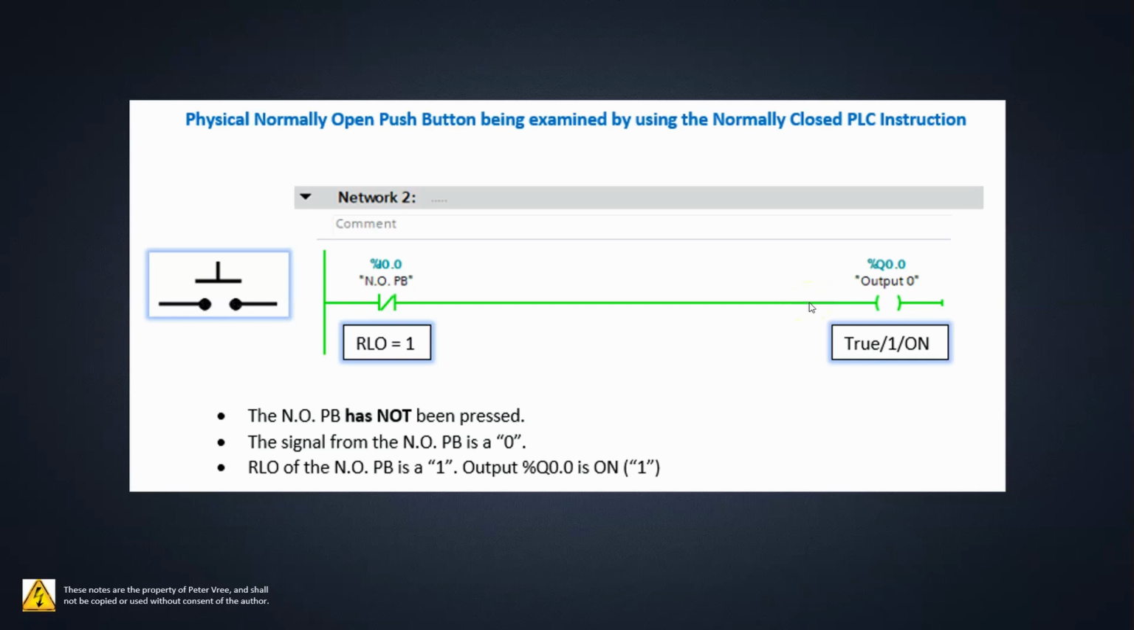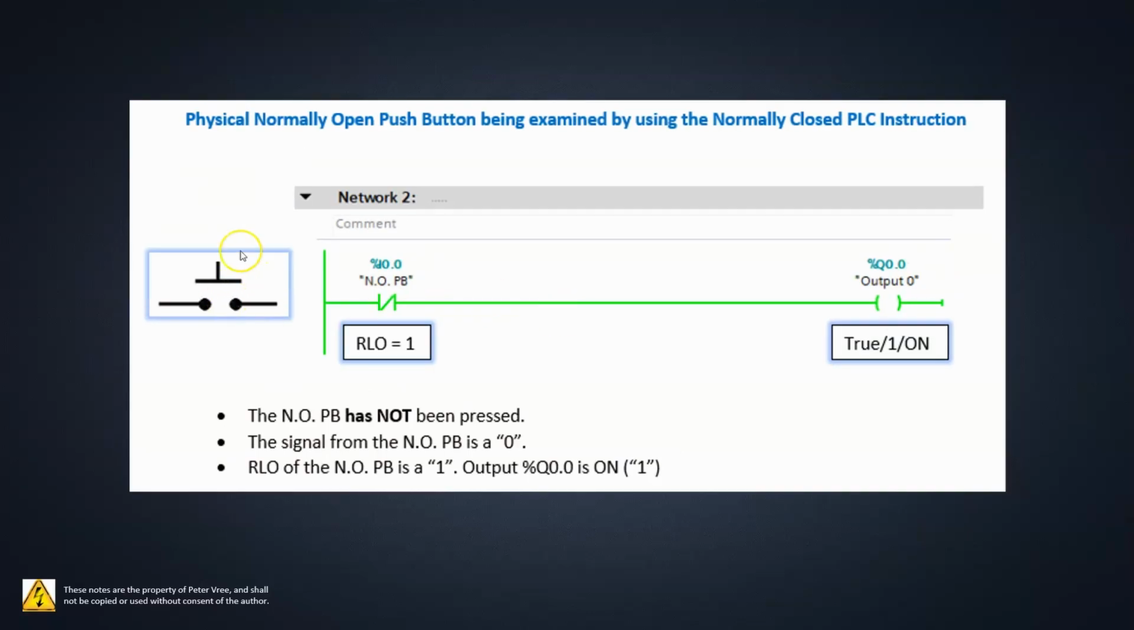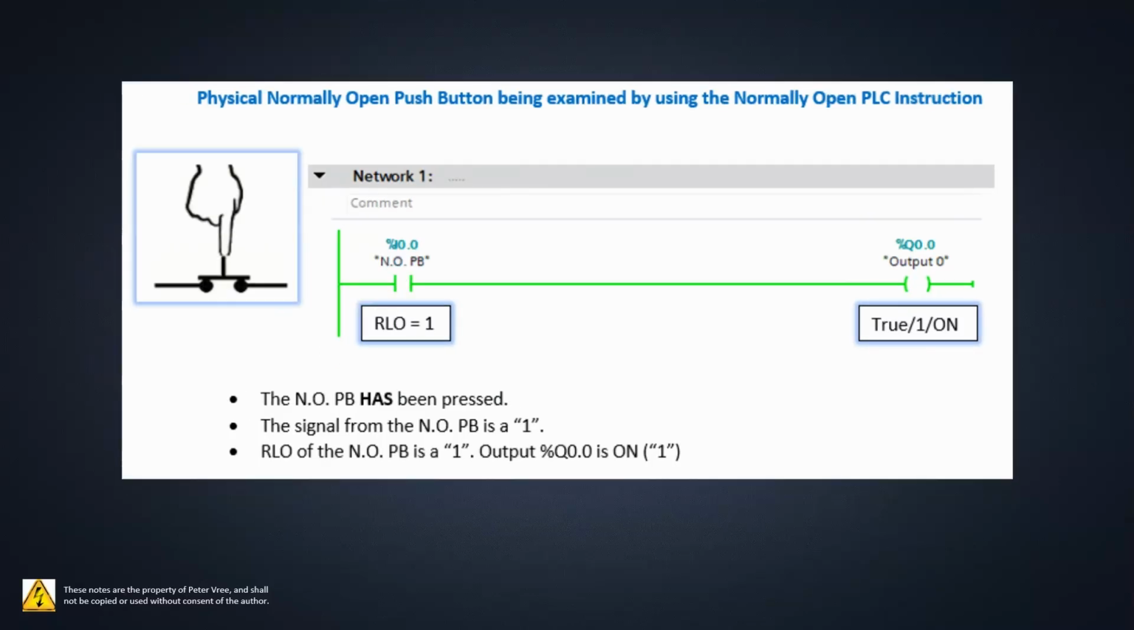Okay, let's take a look at the next example. So for there, we've had a physically normally open push button, and we made use of the normally open and the normally closed PLC instruction. Okay, let's take a look at the next one. Okay, this is the same push button, so same push button as we just looked at over here. But now we're going to actually press that push button.